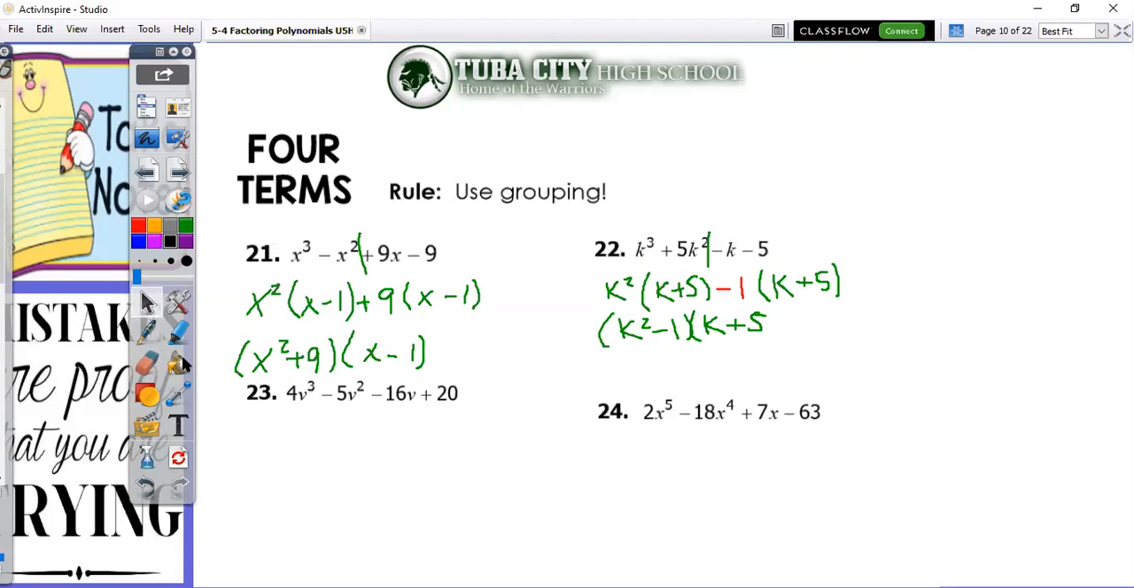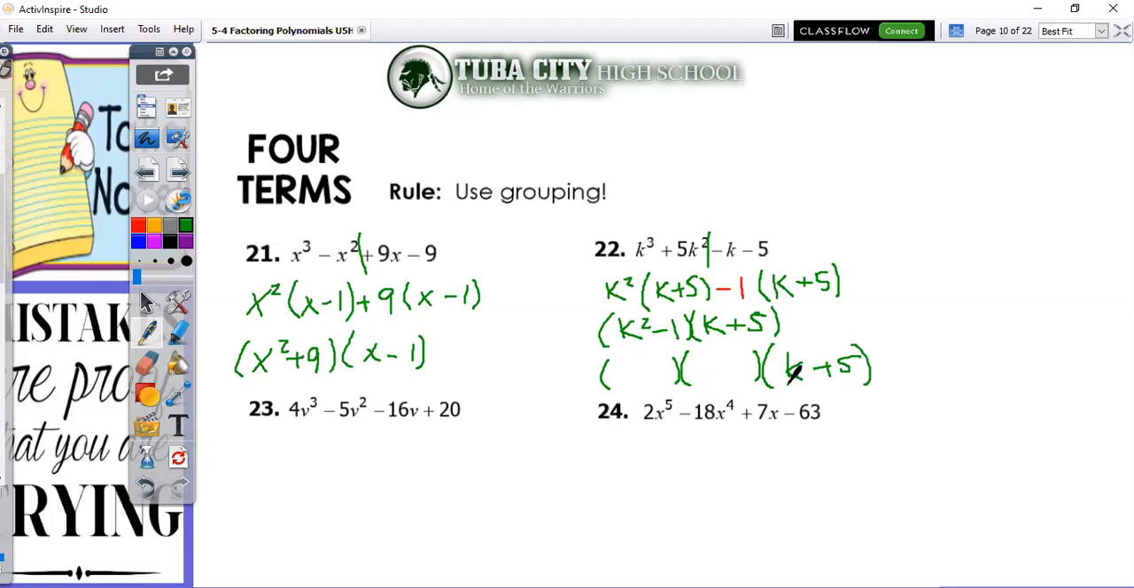And now I always tell you to make sure you look for anything that you can do more with, okay? So in this case here, we have a difference of squares, k squared minus 1. The 1 is a square number, so again, they're always going to try to trick you with that. So this means I'm going to break them into 2 groups.